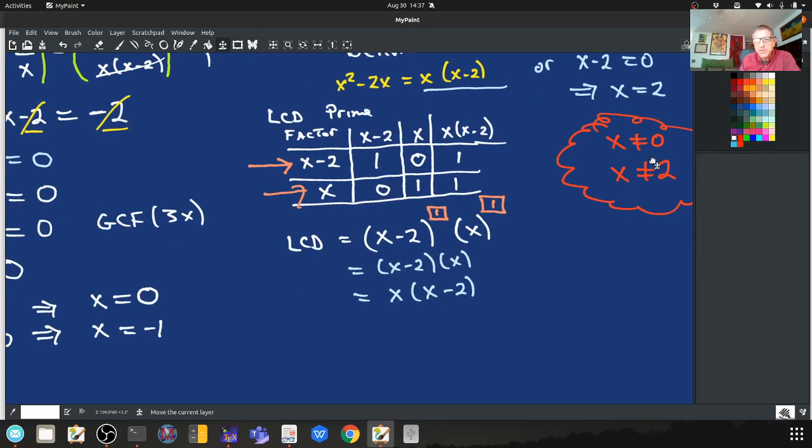X can't be equal to 0, or x can't be equal to 2. So that means what I have to do is exclude that value and declare that really our only possible solution is x is equal to minus 1. And you really should go back and check it to make sure it does work.